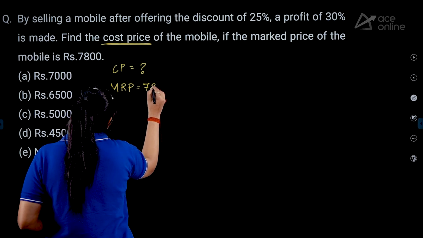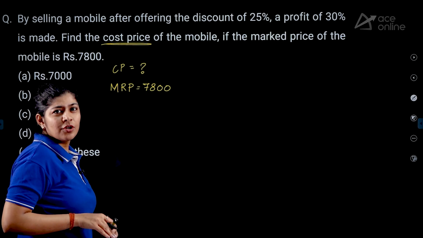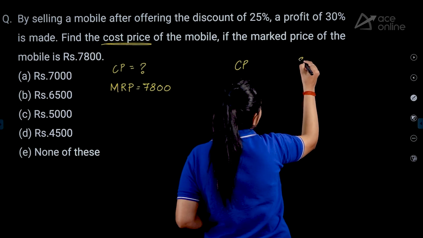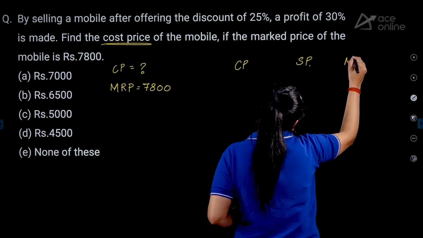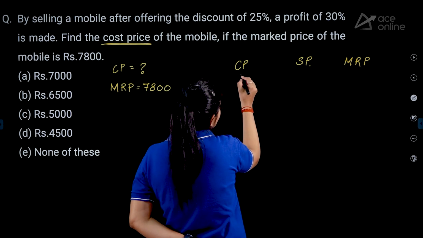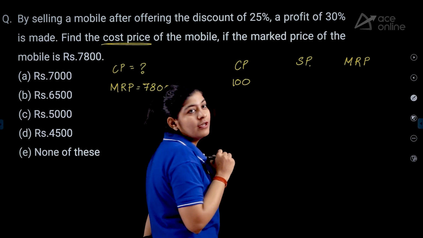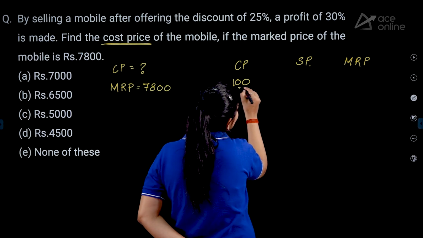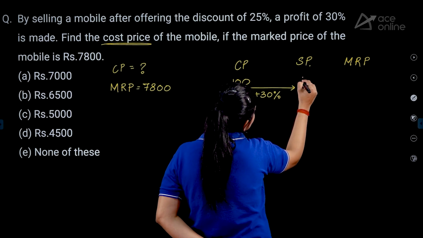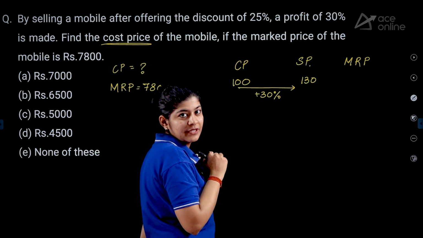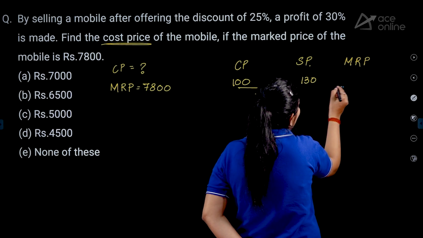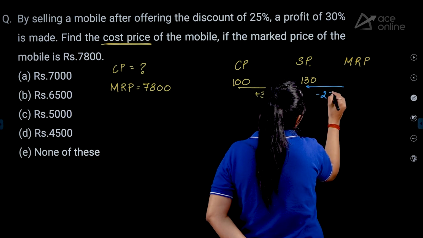Where the MRP is 7800. Okay. So you can do one thing. Here you just write CP, SP and the MRP. Right? Here you know that if you assume 100 is your cost price and you get a 30% profit, your SP will become 130. And you know that you are getting 130 after getting a discount of 25%.